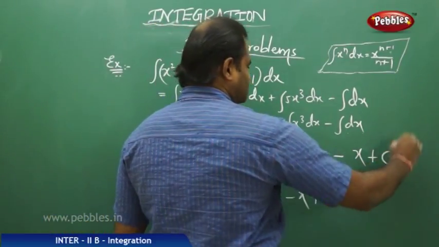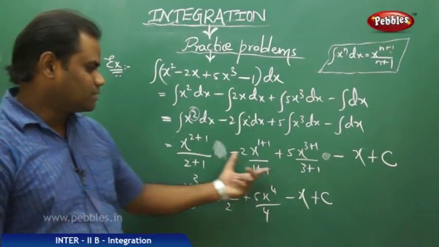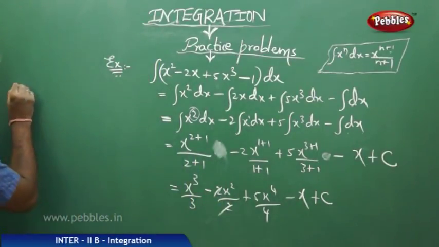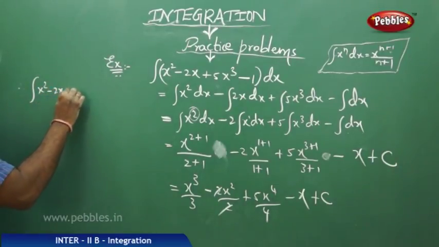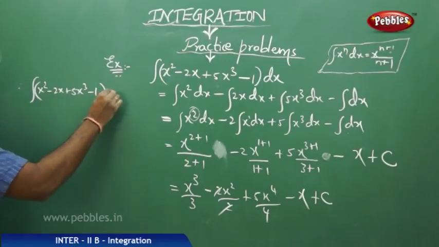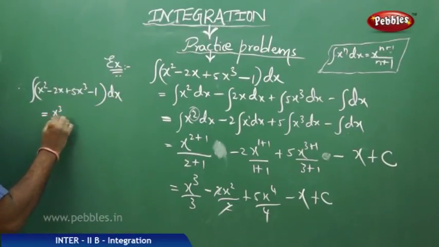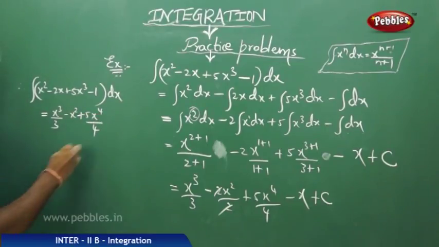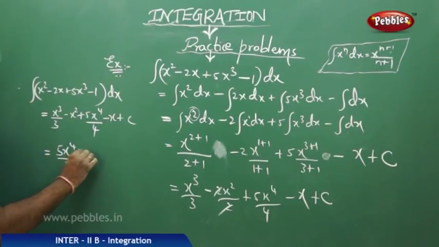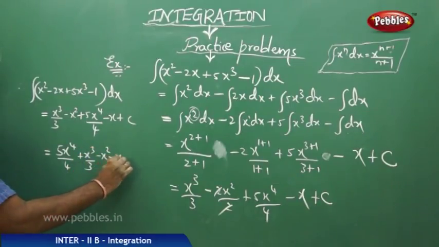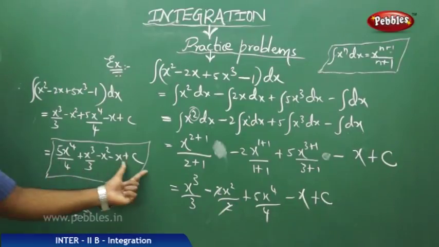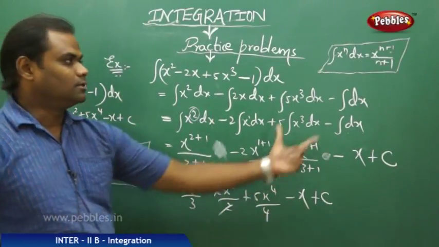And of course, the constant of integration should not be forgotten, because every indefinite integral when simplified has plus c compulsorily. So this 2 gets cancelled, and therefore the integral of (x squared minus 2x plus 5x cubed minus 1) dx is given by x cubed by 3 minus x squared plus 5x power 4 by 4 minus x plus c. Now rearranging them in order, this is what we get as the integration of this, using the properties and the formulae.